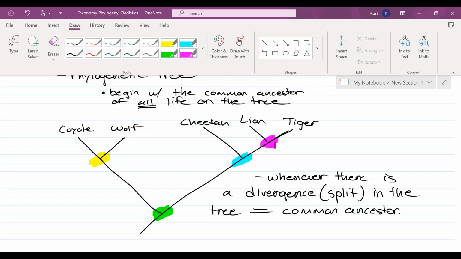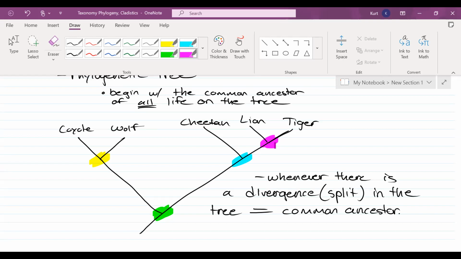What about the tiger and the cheetah versus the tiger and the lion? Who's more closely related? Tiger and lion, because their divergence is even more recent than the cheetah. The tiger and the lion share a more recent common ancestor than they do with the cheetah. And the cheetah has a more recent common ancestor with those two other big cats than they do with the wolf or the coyote. But if you go back in time far enough, and you'll hear that a lot, you'll find the common ancestor. If you go back in time to the dawn of life, you'll find the first common ancestor of everything that's ever lived.